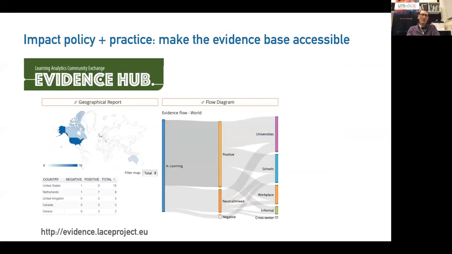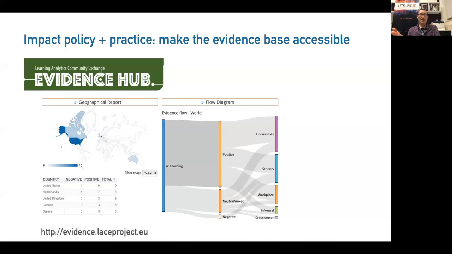So I want to try and remind you of the evidence hub that the LACE project developed to track the emerging state of knowledge in the field. An evidence hub, which is a concept I developed at the Open University, is a structured semantic repository which aggregates the evidence for and against a particular claim that a community is interested in making. A claim in the evidence hub here, for example, is that learning analytics promotes good learning. Okay, that's a claim. What is the evidence that supports and challenges that claim?